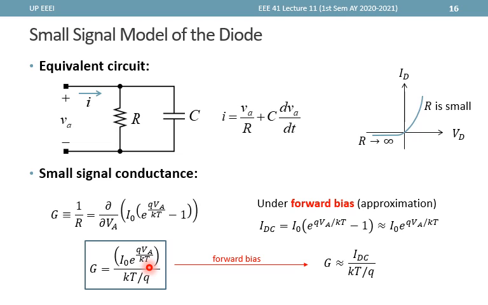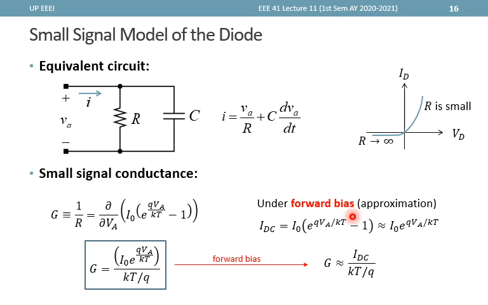However, at forward bias, this is approximately equal to IDC over kT over q, because at forward bias, this term here is approximately negligible. So we end up with this one here, and since this one is approximately this one, that means this one is approximately IDC. However, we cannot use this simplified equation at reverse bias, since at reverse bias this minus 1 here is the one that is actually dominant.